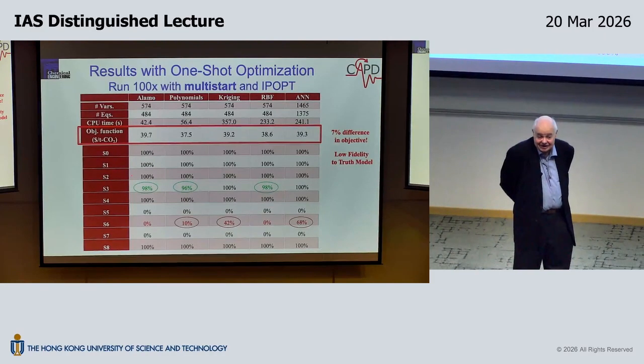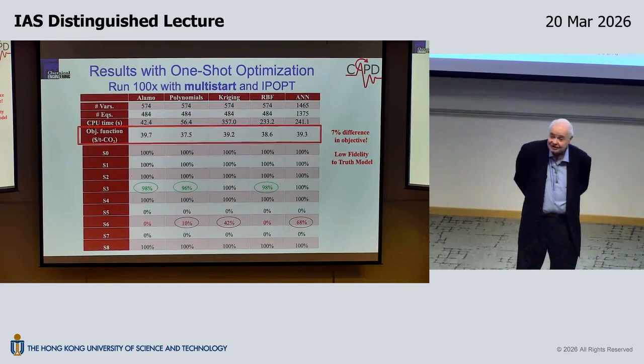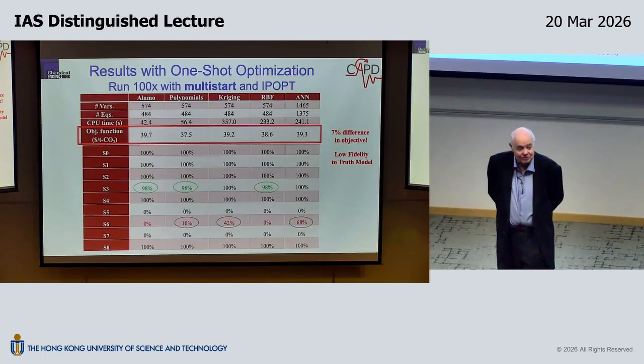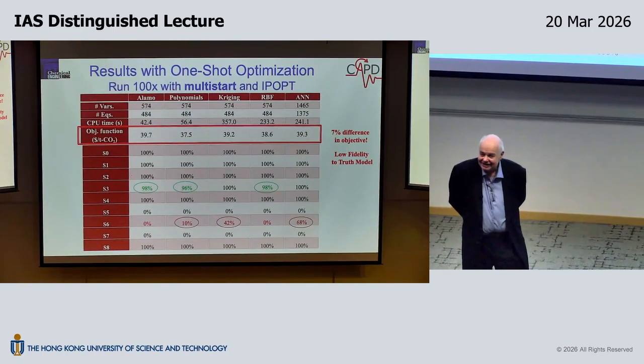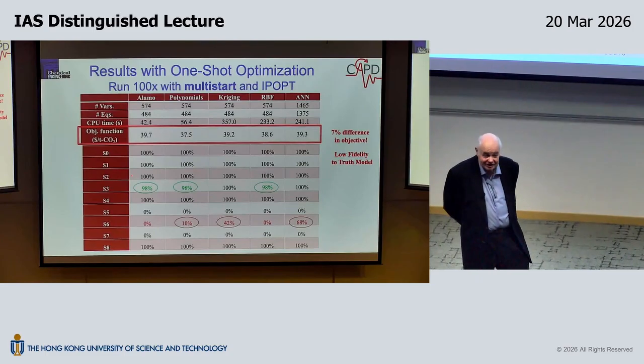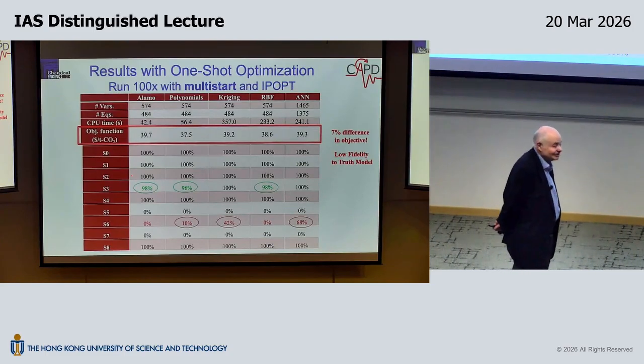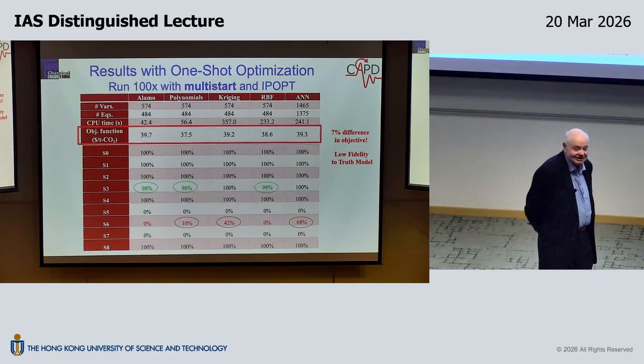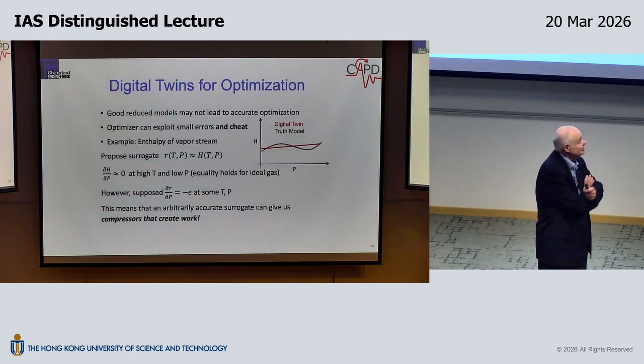In fact, that's part of the problem. Some of these digital twins actually fit the data pretty well, but now they move to a new point, and who knows how well they work at the new point. In fact, there are lots of cases where they pretty much don't predict what the truth model will tell you.